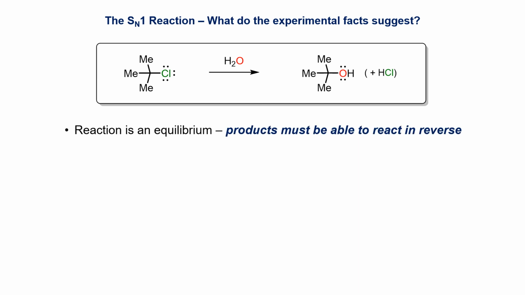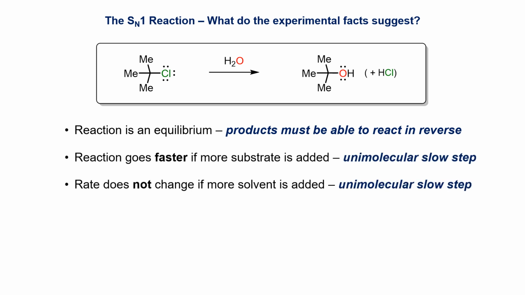Firstly, since the reaction is reversible, it must be governed by the ideas of equilibrium and Le Chatelier's principle. Indeed, adding more water sends the reaction to the product side. In the rate experiments, adding more substrate results in a rate increase, while adding more water does not. This agrees with a unimolecular rate determining step.